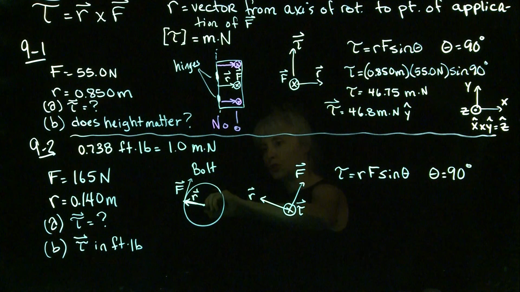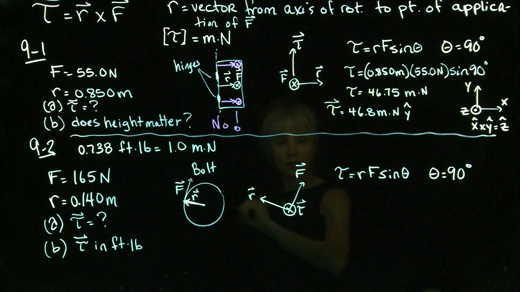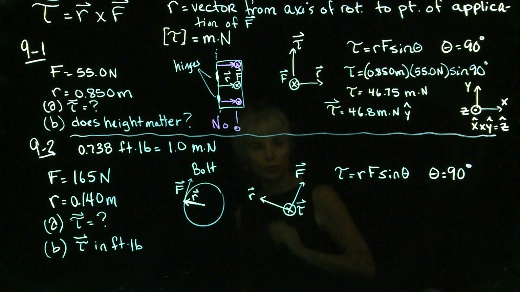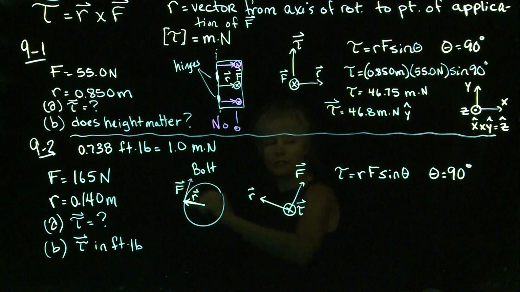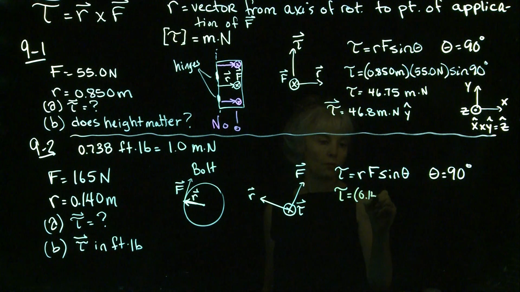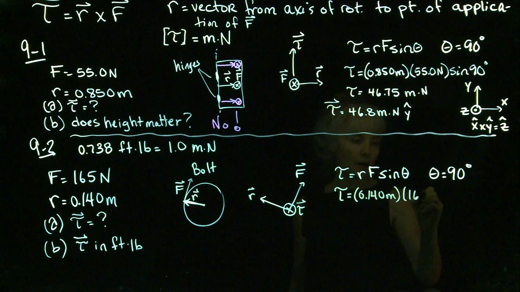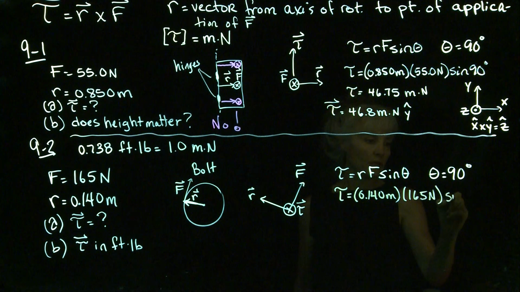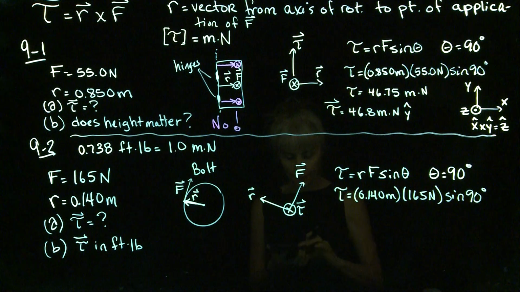We're told that the force is being applied perpendicular to the bolt. So that means it makes a 90-degree angle with respect to our vector r that goes from the center of the bolt to the point of application of the force. So we have these quantities defined over here. So again, this is just plugging in. Torque is equal to r, which is 0.140 meters, times F, which is 165 newtons, times the sine of 90 degrees. Sine of 90 degrees again is 1.